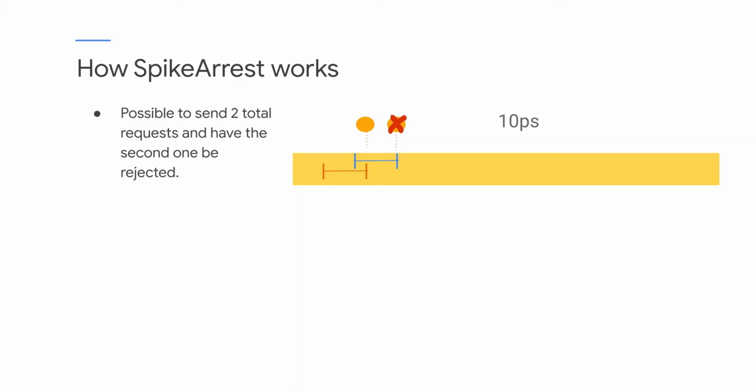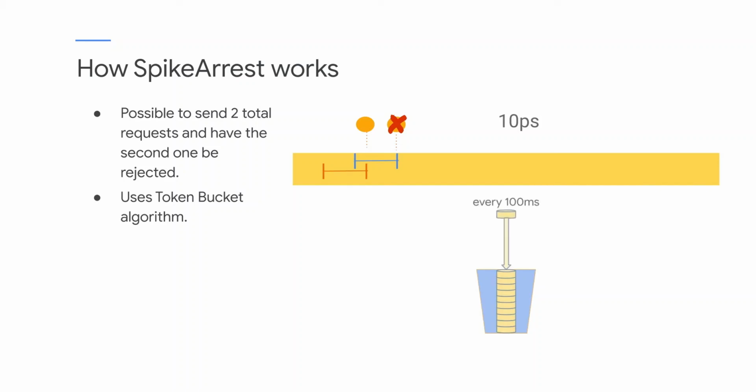The spike arrest policy works very much like the examples I've been giving, but it actually uses a slightly different algorithm in order to allow for small spikes without rejecting traffic. Here we have a bucket. Imagine there is a bucket and it starts filled with tokens. If the configured rate is 10 per second, a token is added to the bucket every 100 milliseconds. If the bucket is already full, the token is discarded.